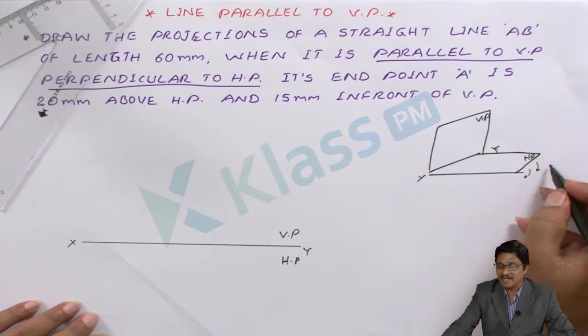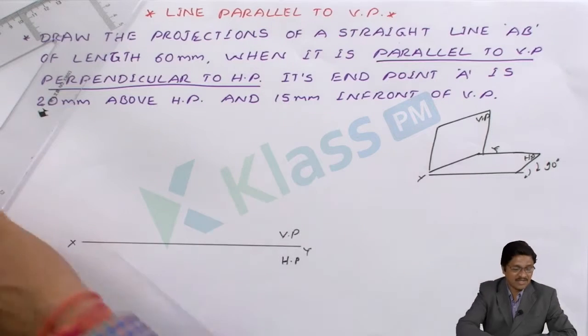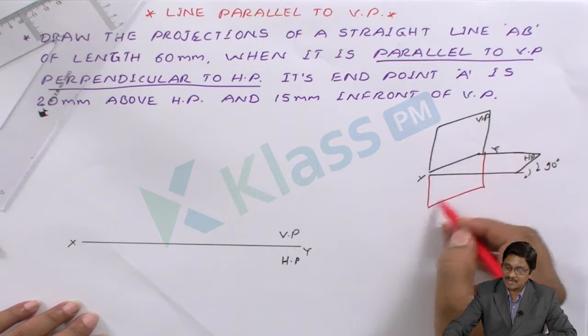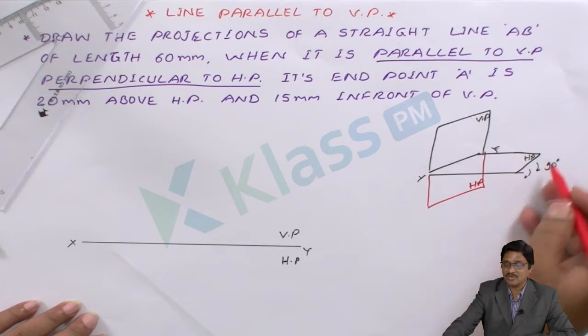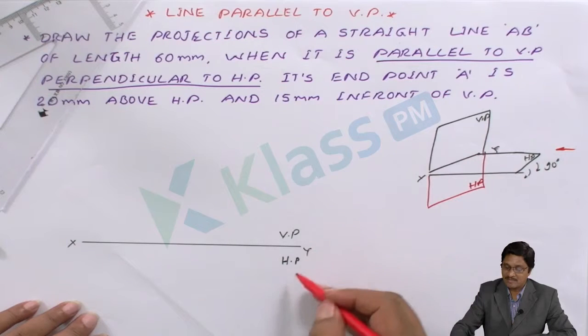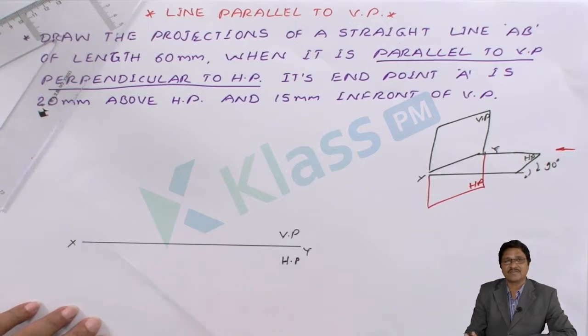Every time we rotate the HP by 90 degrees in the clockwise direction. Once you rotate it, the entire plane comes exactly below. So this is the horizontal plane. Viewing from here, above is the vertical plane and below is the horizontal plane. You have to make this a standard: in the first quadrant, above is the vertical plane, below is the horizontal plane.